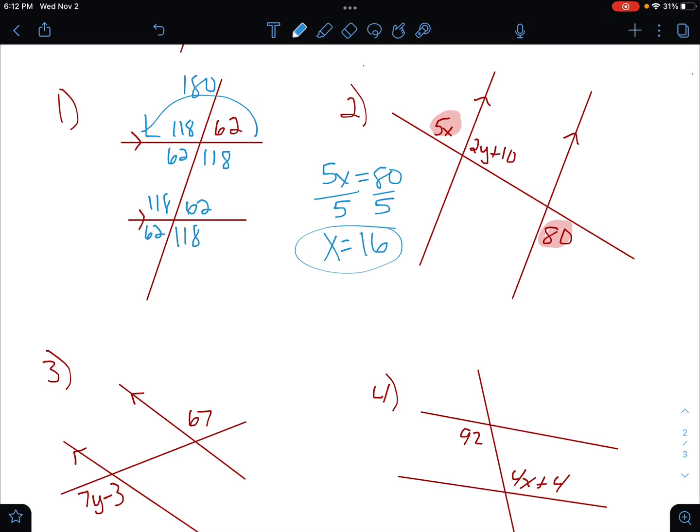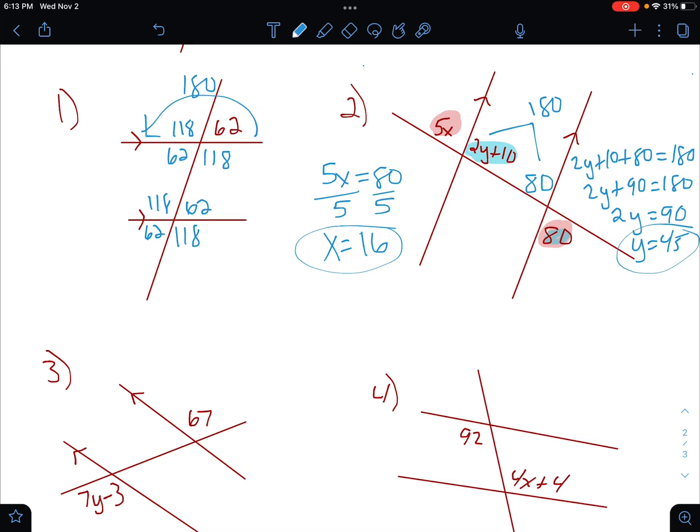Okay, now let's try to find y. Well, this y angle doesn't have a relationship with 80 right now. But I can move 80, because 80 is vertical with this one, and now I have consecutive interior angles, which means they add to 180. So we're going to take 2y plus 10 plus 80 equals 180. So 2y plus 90, subtract 90 over, and divide. And there's your y. Go ahead and pause the video and try number 3 and 4.